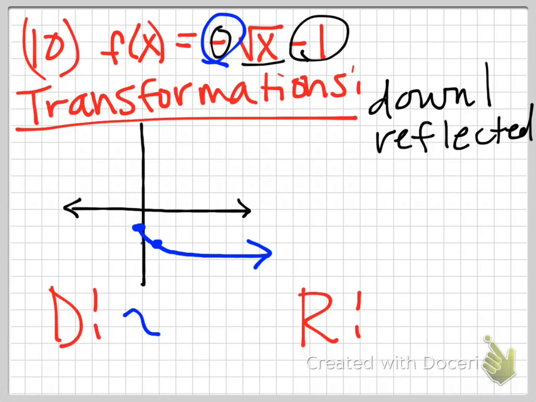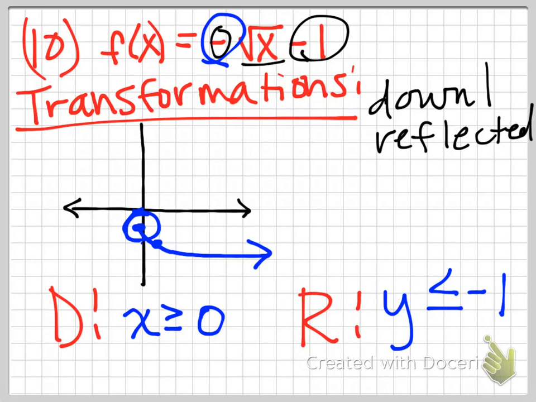The domain, x is greater than or equal to 0, because that point is at x equals 0. And the range, y is less than or equal to negative 1, because this point is 0, negative 1. And this graph goes downward and to the right, so y is less than.